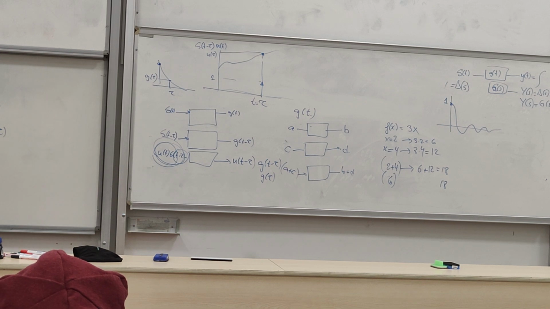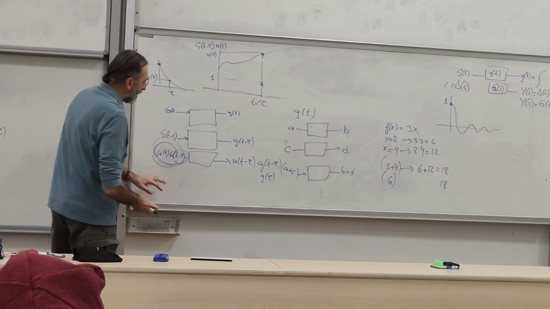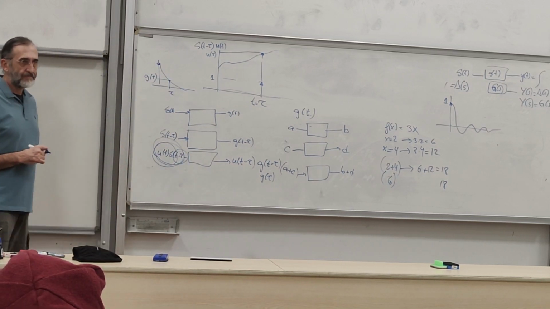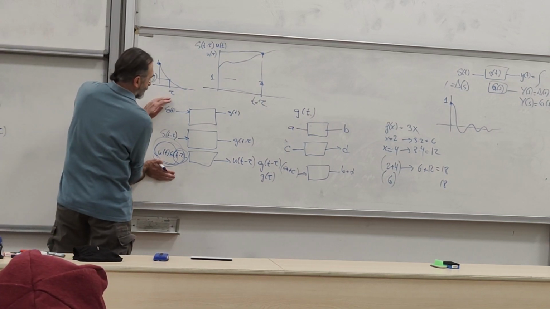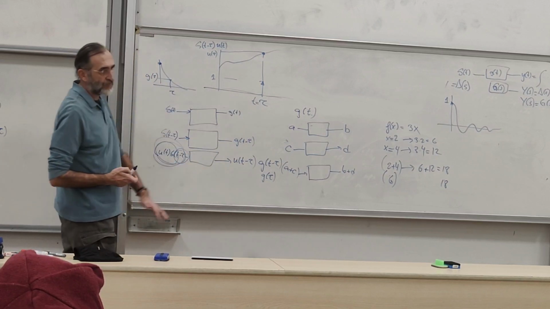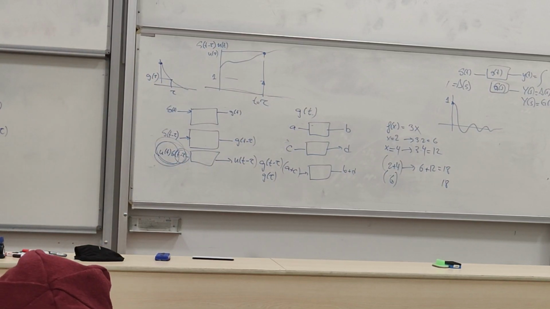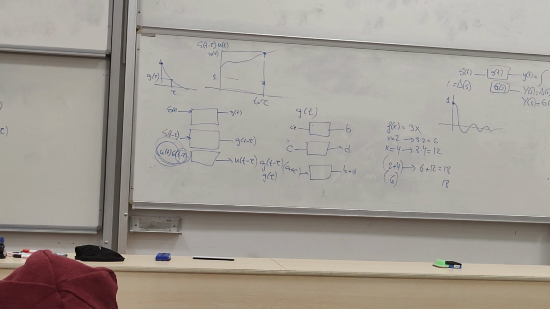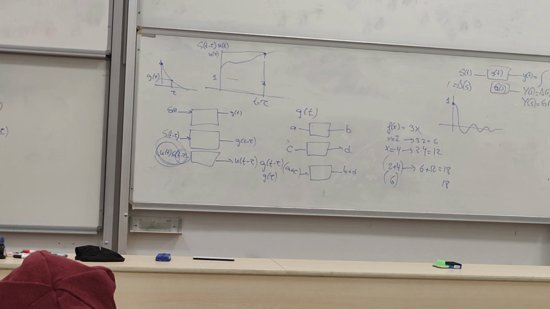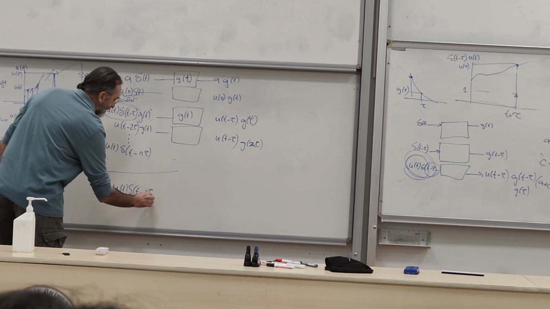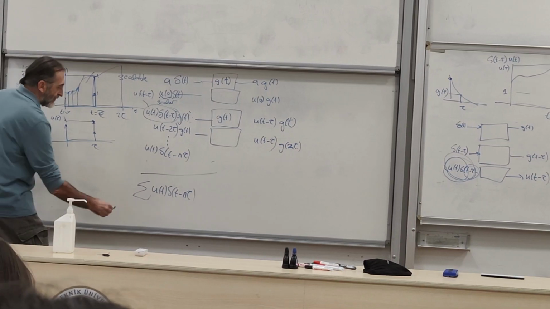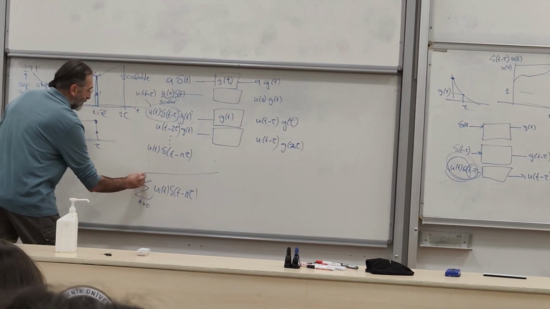So I can add all these inputs one by one, then I can add all the outputs one by one. The sum of these inputs has to give me the sum of these outputs, because the system is superposable, because it's linear. So what I have here is the summation of u of t times delta, n equals 0 to infinity.